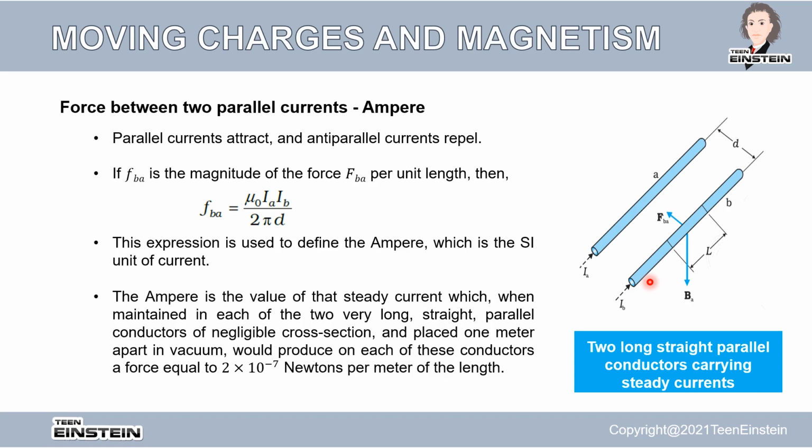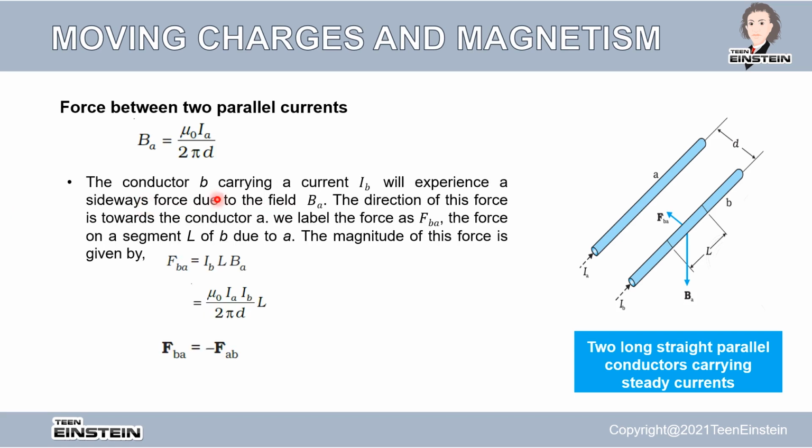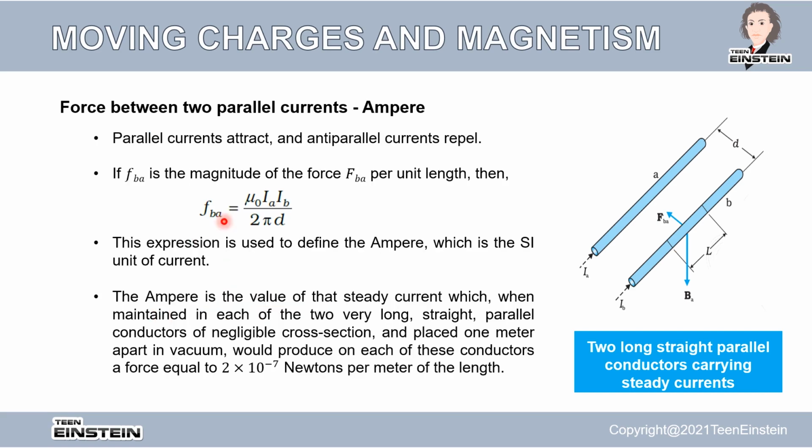Now let's define a quantity called small fBA, which is nothing but the force per unit length. In the previous equation, we had an L here. Let's take this L to the left hand side. Then we get small fBA, the force per unit length, equal to mu 0 IA IB by 2 pi d. Why do we do this? Because we have just calculated for a piece of wire here.